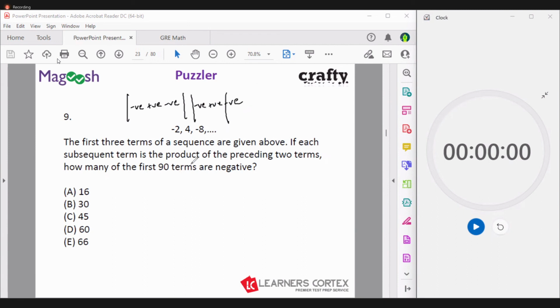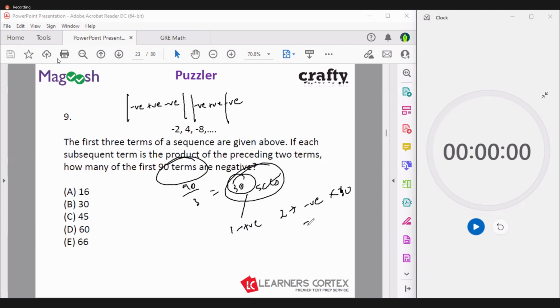Okay, now since there are 90 terms, there will be total 30 sets. In these 30 sets, there will be 1 positive term and 2 negative terms in each set. So since there are 30 sets, basically 60 negative terms and 30 positive terms. Okay, so the answer would be 60.